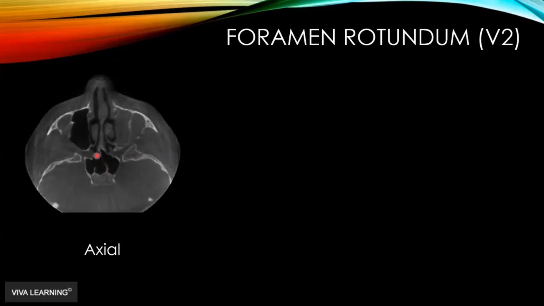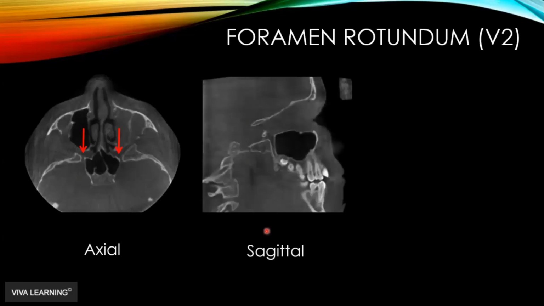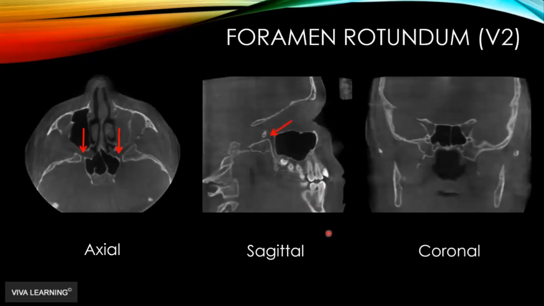All right. So here's the sphenoid sinus here. So the trigeminal ganglion sits on either side here. And here's that foramen rotundum right there. So it's going to go forward into the pterygopalatine fossa. And here it is in the sagittal view. We're going to go anteriorly into the pterygopalatine fossa. And then here it is in the coronal view.